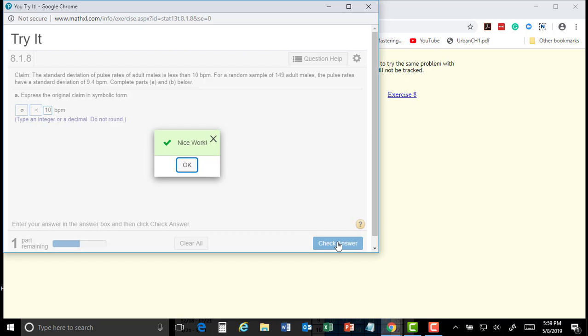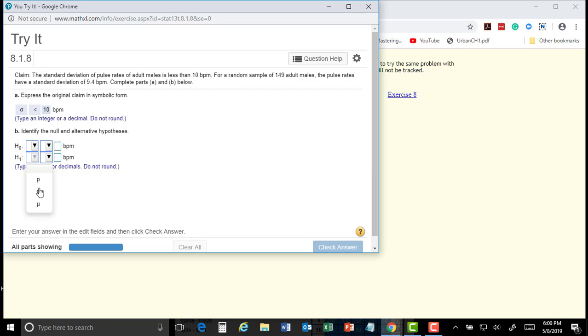Now, it's just the way they worded it. The original claim here is what they said the claim is. Okay, so now we already know this answer here, right? It's the same as this. Okay, and then this one is going to be always equal.